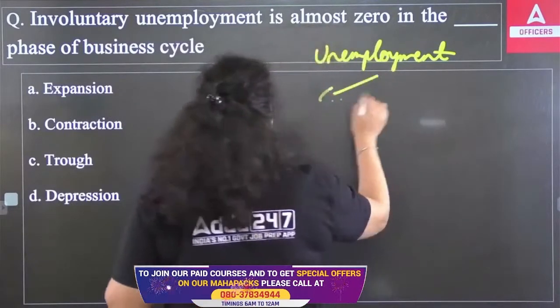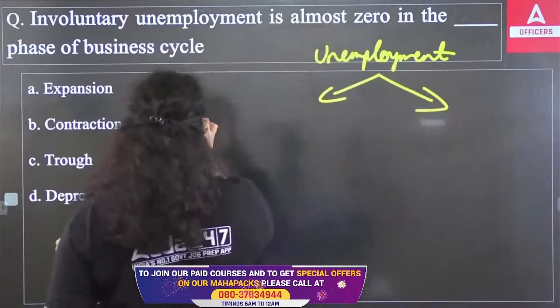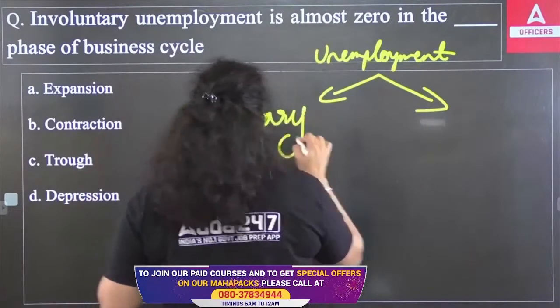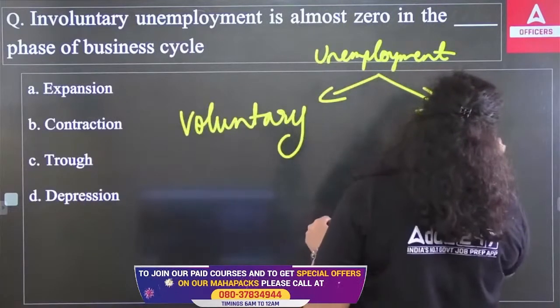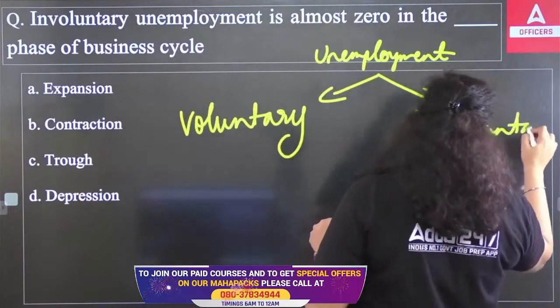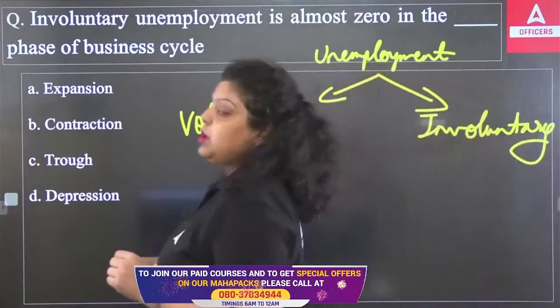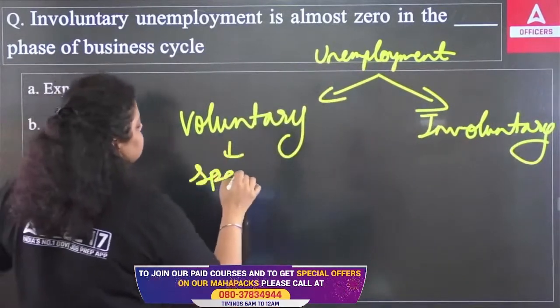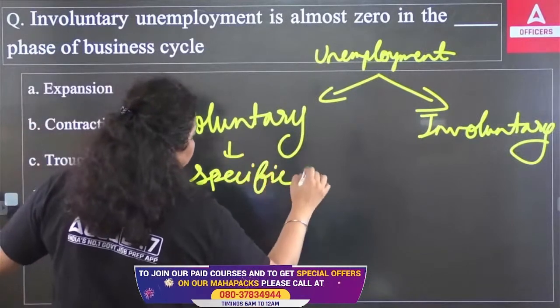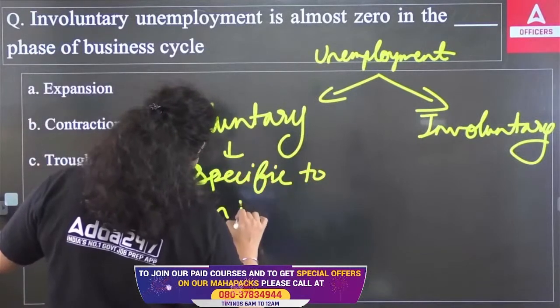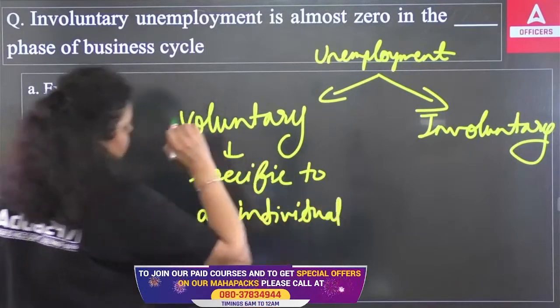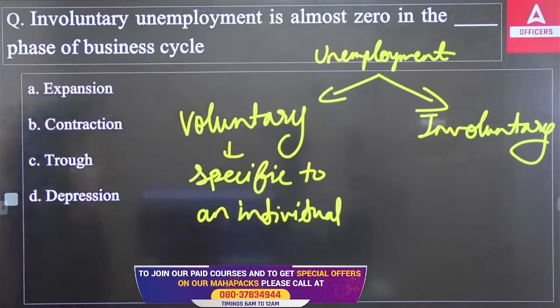Now this unemployment has been divided into two categories. The first one is voluntary unemployment, and the second one is involuntary unemployment. Voluntary unemployment is the kind of unemployment where the person is unemployed because of a reason which is specific to an individual. That is known as voluntary unemployment.